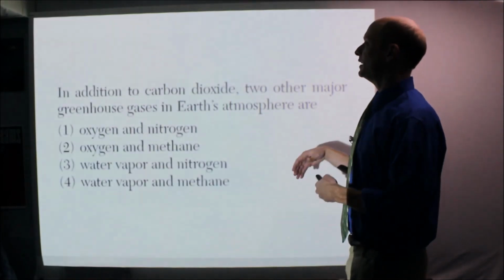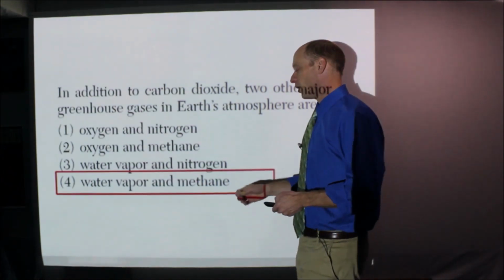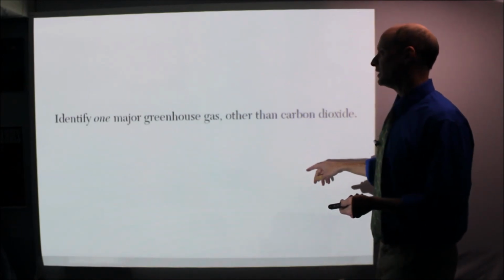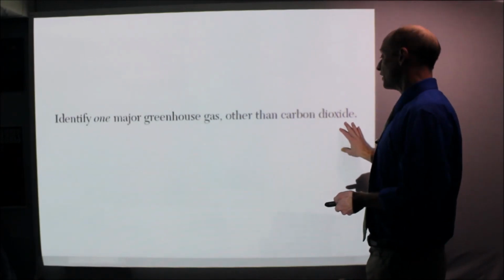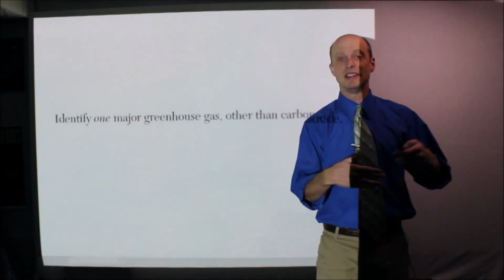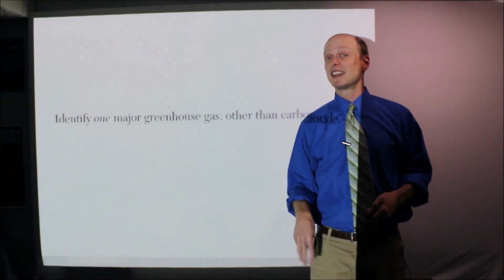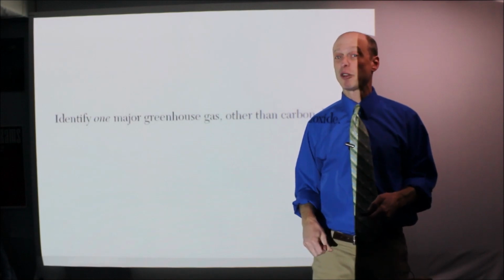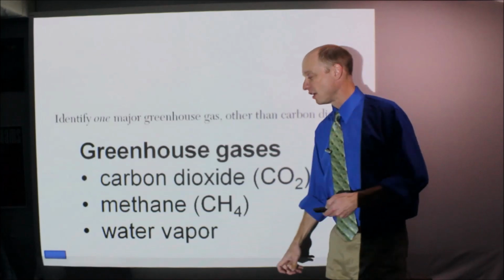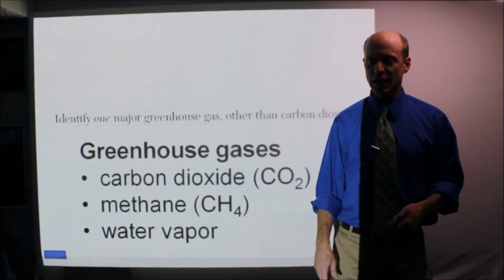Here's an example of one. In addition to carbon dioxide, two other major greenhouse gases in Earth's atmosphere are water vapor and methane. Here's an example of another one. It says identify one major greenhouse gas other than carbon dioxide. I think for so long, kids just knew carbon dioxide, but they didn't know any other one. So make sure you know those three, because I've seen questions that even ask for all three in multiple choice. Just to review, carbon dioxide, methane, and water vapor are the greenhouse gases.